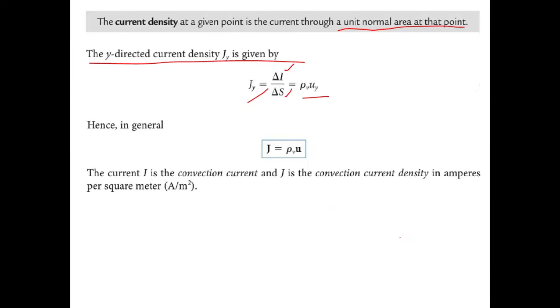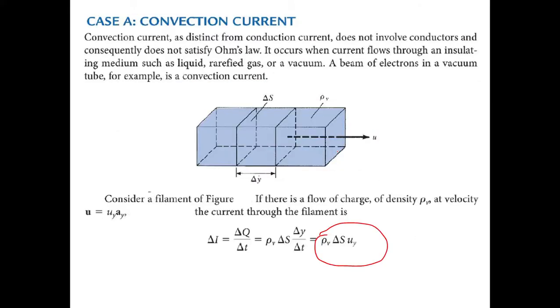From here we can write it as rho v into u y, right? Here, I'll repeat again, delta I will be rho v into u y, from this equation. So where is delta s? I'll get that delta s below here. That is delta S. So what is delta I by delta S?